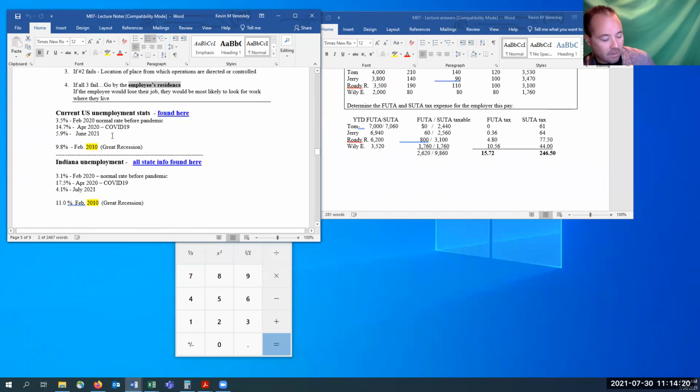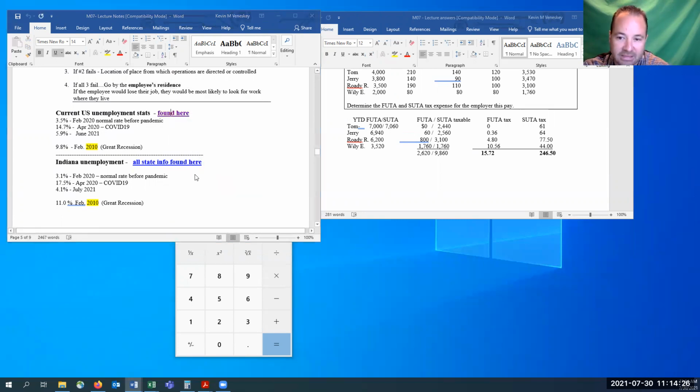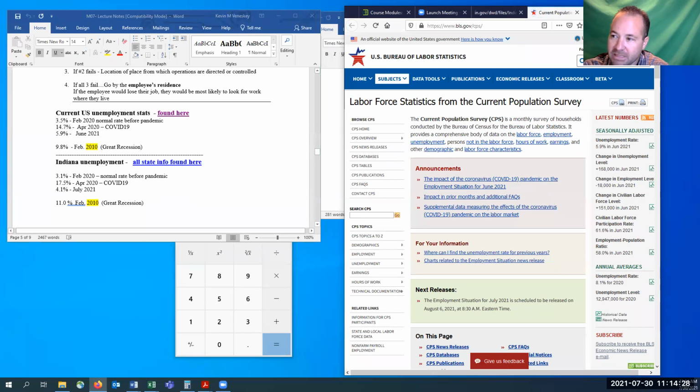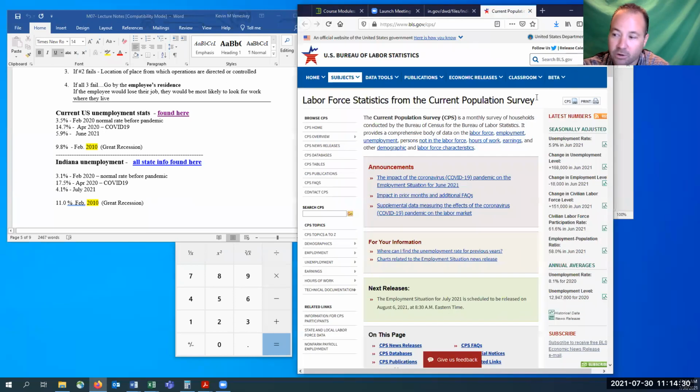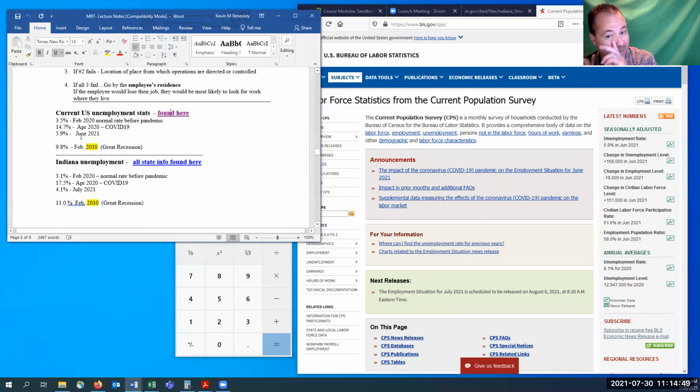I thought these were interesting. Some current US unemployment stats, and you can definitely click here and find these updated, because by the time you are looking at this, they're going to be different than what they are right now. As you can see, they haven't updated for July yet, because it's still technically July. It's the last 2 days of July. So they still have June up here. But by the time you're looking at this, you might want to check out and see where unemployment is compared to the most recent that I have available.